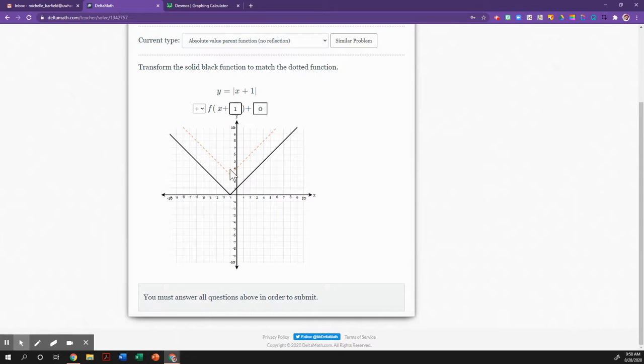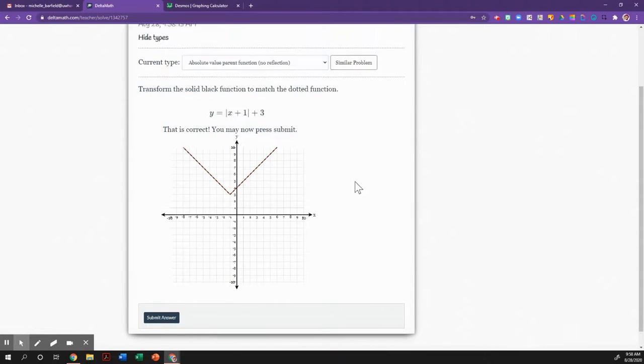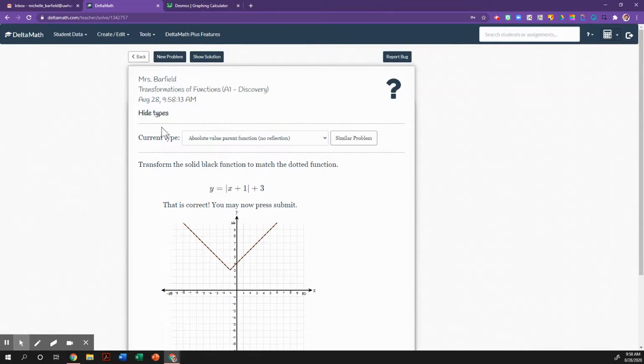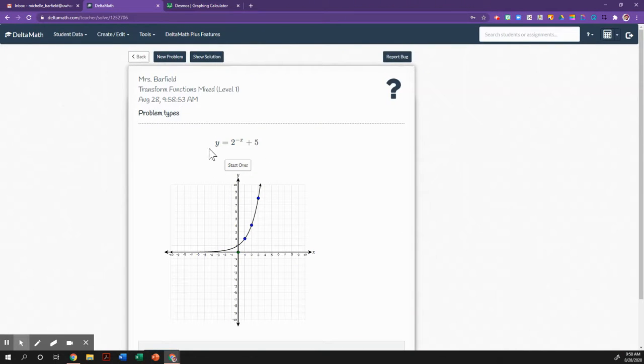That's actually a good thing. And then I'm going to go up 3. Let's see what happens. There we go. So that's how you're going to do this one. It's going to run you through a bunch of different types. Now this one, like I said, you've got this.